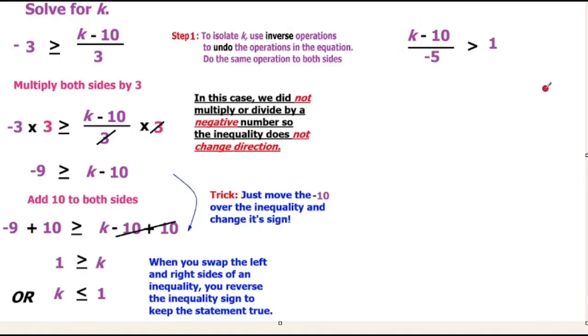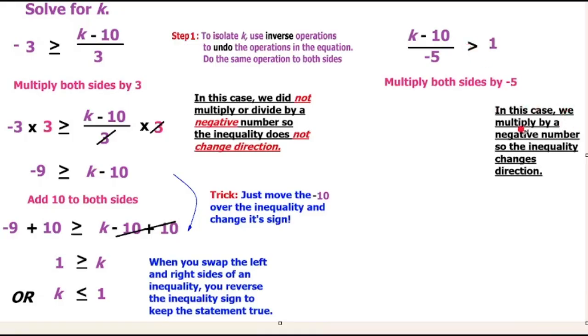So there's a couple more things to review on this side here. So for this one, we multiply both sides by negative 5. But over here, because we're multiplying by negative 5, our inequality flips and changes direction. So in this case, we multiply by a negative number, so the inequality changes direction. So here we have what we're doing. We're multiplying by negative 5 on both sides, so we flip this. The symbol is reversed.